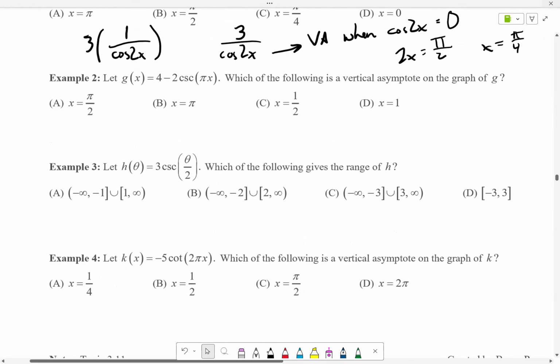Example 2, go for it. Well, you could. That would give you another one, but it's just not on here.